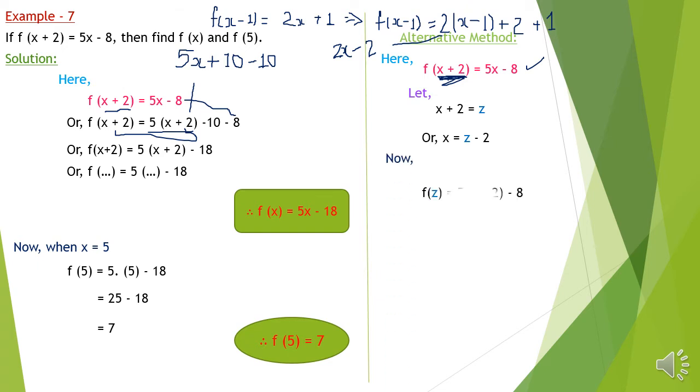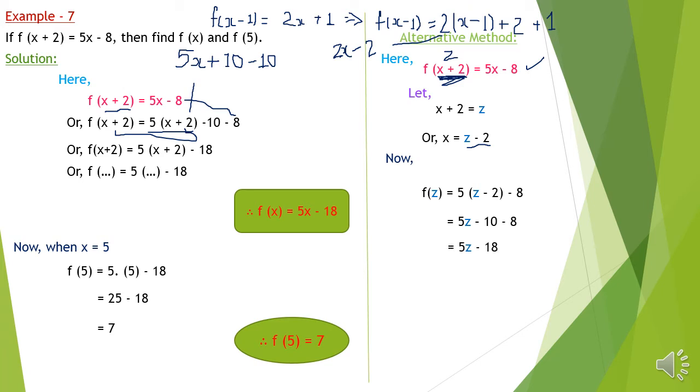Now we can write f(z), isn't it? We have supposed this to be z, so we can write z, and the x is replaced by z minus 2. On calculation you can see 5z minus 10, and then 5z minus 17.